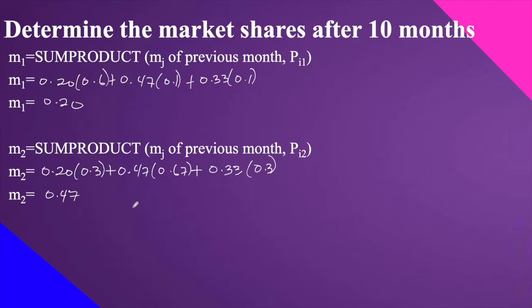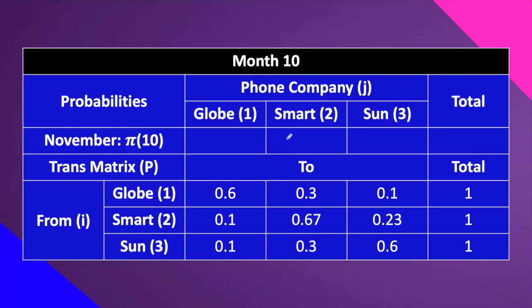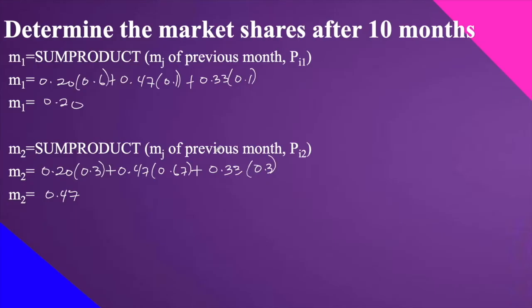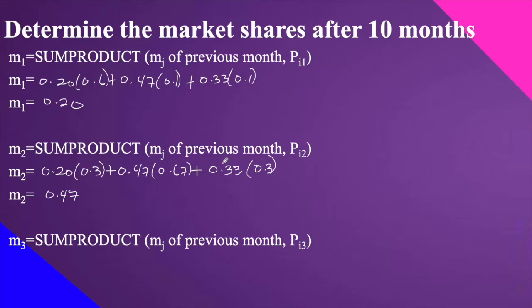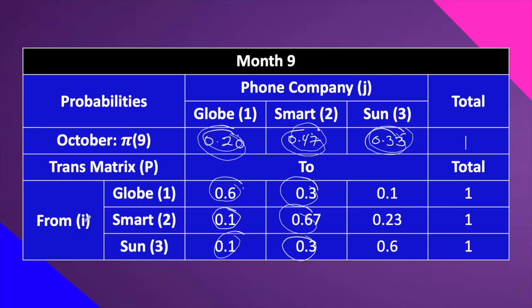Let's write it here sa ating table for month 10, 0.47, and yung Globe natin before is 0.20. So, nasa month 10 na tayo, no? And, ayun, proceed tayo sa M sub 3. Sum product of M sub J of previous month and the P sub I3. Nasaan yung P sub I3? Ito po, no, probabilities of I to 3.